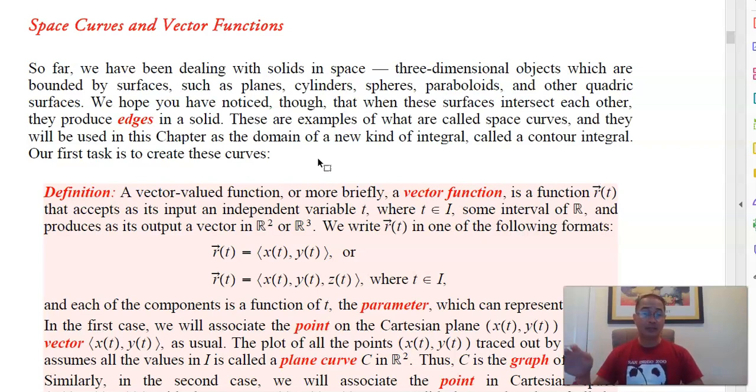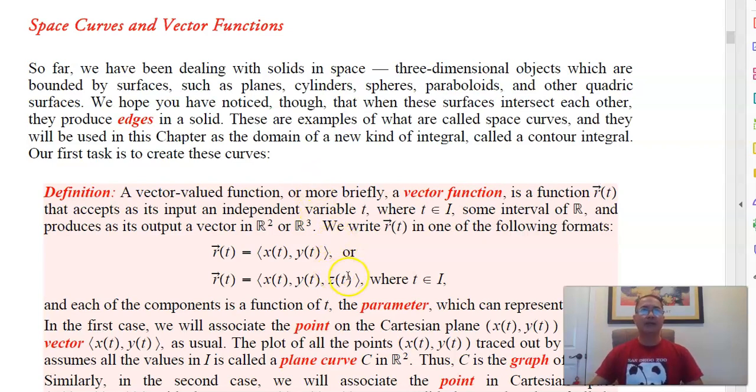Now, of course, some edges are actually straight. For example, if you have a box, then how many are there? The 12 edges on that box are of course straight line segments. But we will still call them curves, even though they don't really curve.